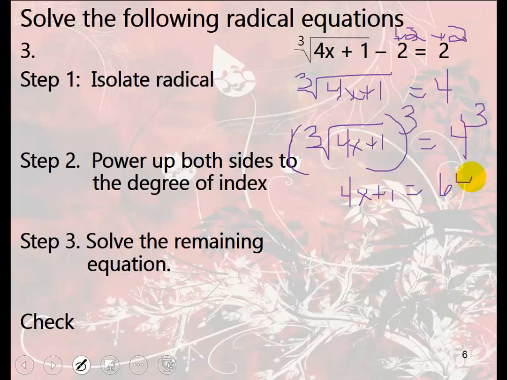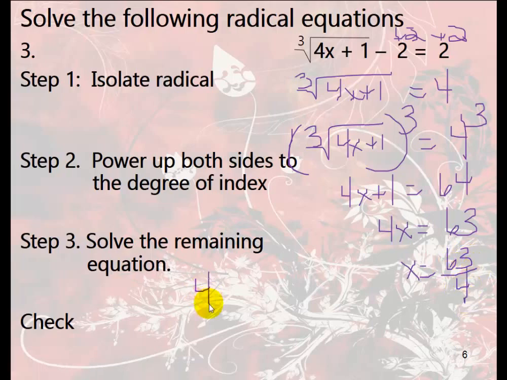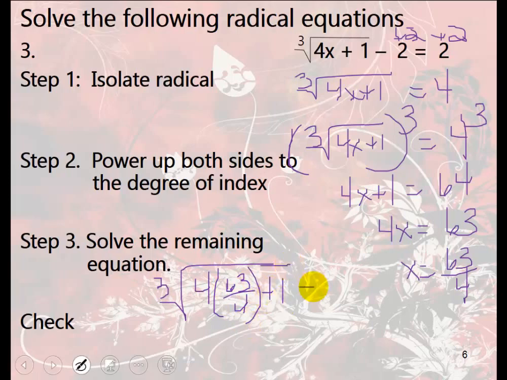Now I'm going to subtract, and I get 4x is equal to 63, and x is equal to 63 over 4. If I plug it in, 4 times 63 over 4, well, that's just 63, plus 1 minus 2. So these cancel, and I get the cube root of 64 minus 2. Well, that's 4 minus 2, so that equals 2. And it checks, 2 equals 2.